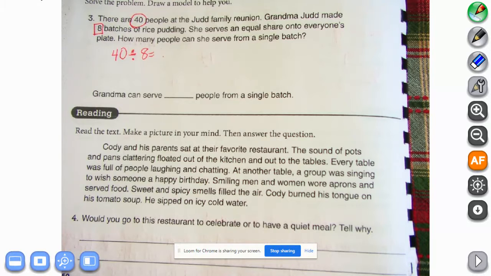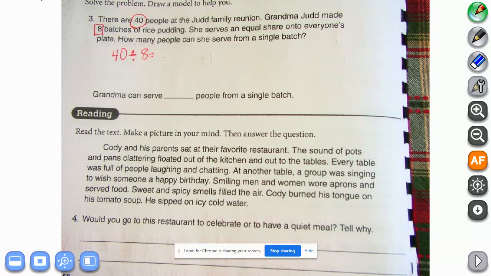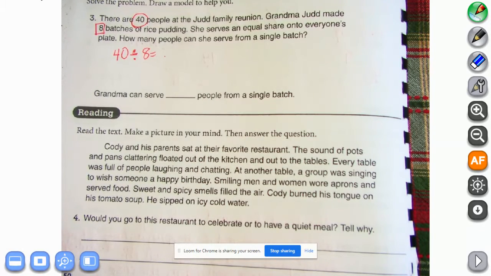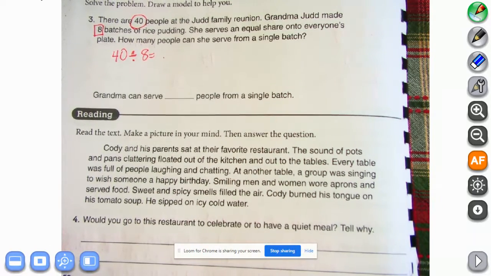Cody and his parents sat at their favorite restaurant. The sound of pots and pans clattering floated out of the kitchen and out to the tables. Every table was full of people laughing and chatting. At another table, a group was singing to wish someone a happy birthday. Smiling men and women wore aprons and served food. Sweet and spicy smells filled the air. Cody burned his tongue on his tomato soup. He sipped on icy cold water.